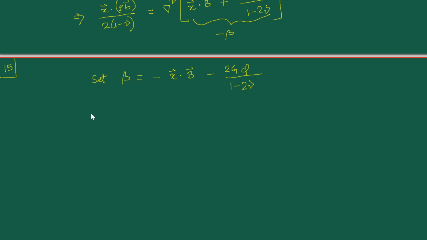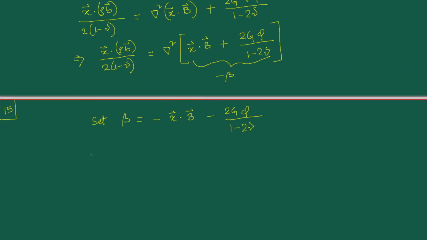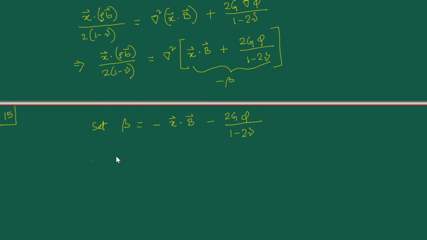So overall, from this equation, what we are getting is that the Laplacian of beta is equal to minus x vector dotted with rho b vector divided by 2 into 1 minus nu.